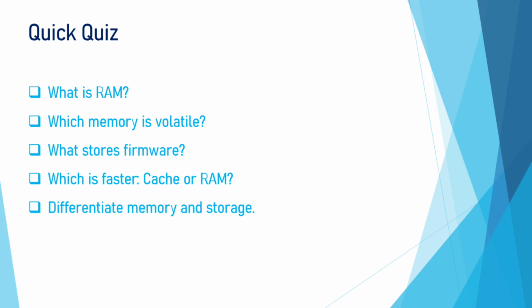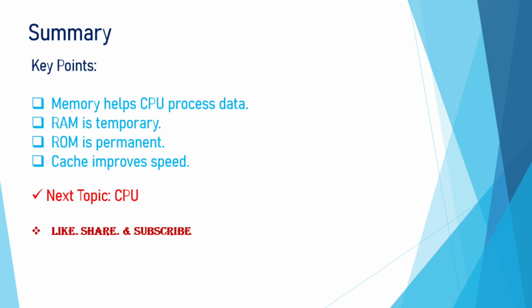Let's quickly summarize today's lesson. Today we have learned what computer memory is, why memory is needed, types of memory, RAM, ROM, cache memory, memory hierarchy, and the difference between memory and storage. I hope this lesson made the topic simple and easy to understand.